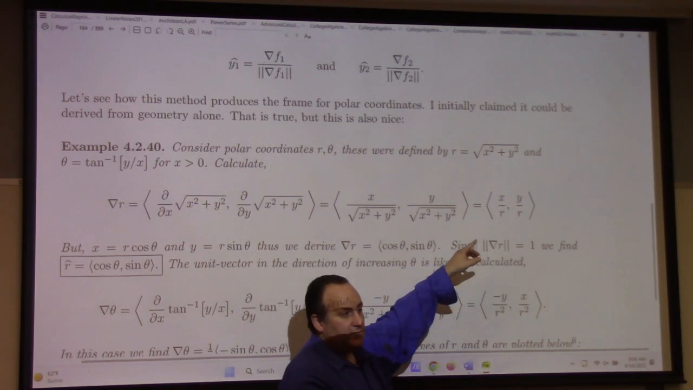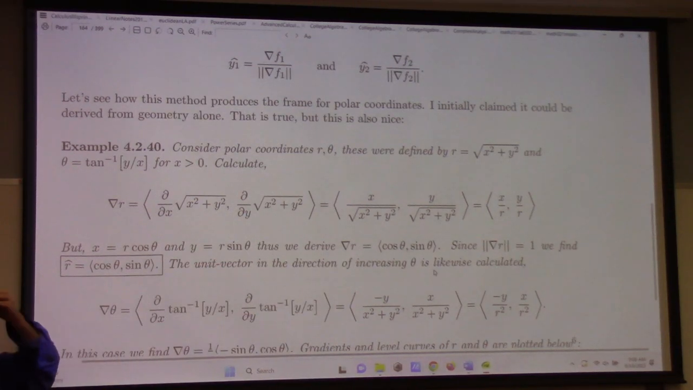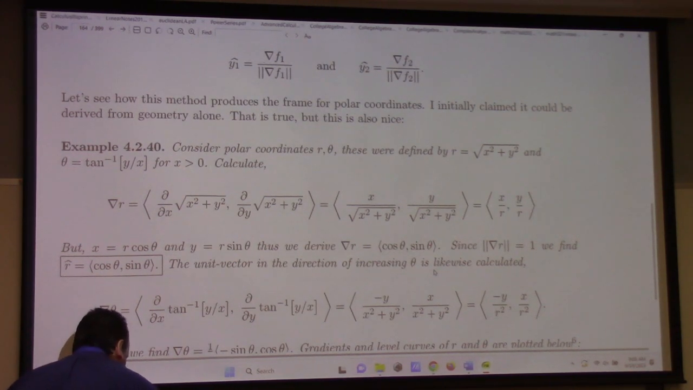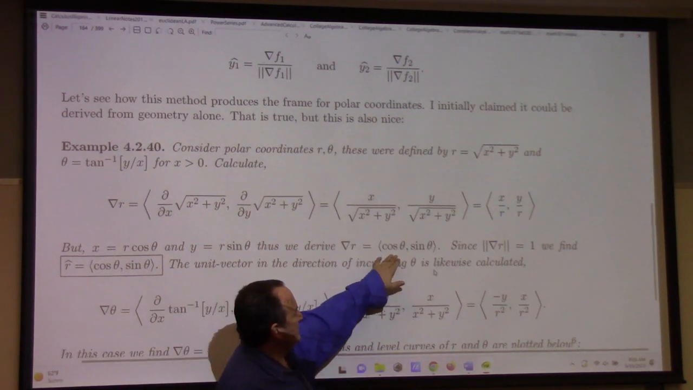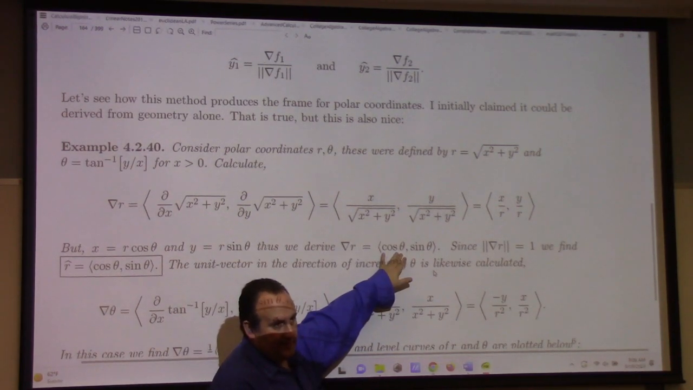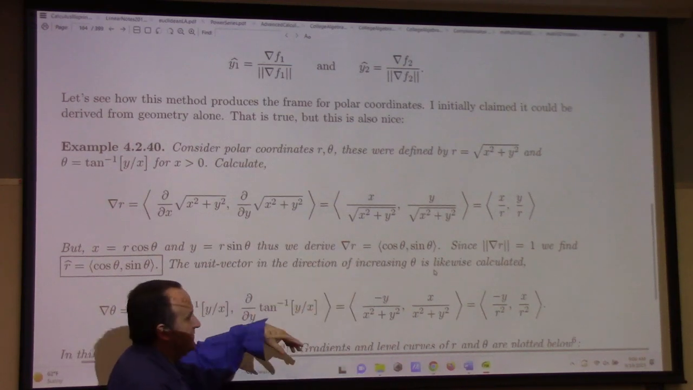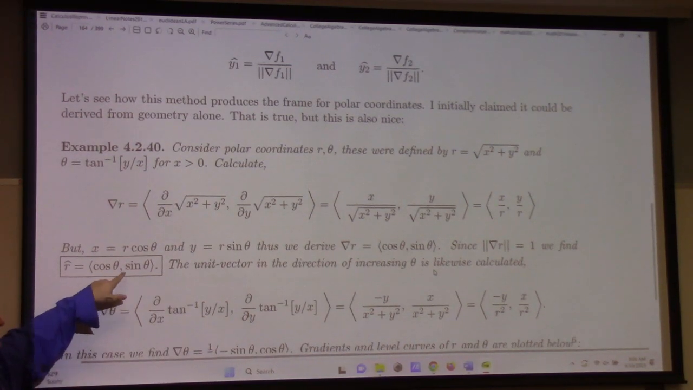That's y over r. Do you guys remember polar coordinates? What is x over r and y over r in polar coordinates? Right. Remember, it's x equals r cosine theta, y equals r sine theta. So x over r is literally cosine theta, y over r is literally sine theta, and is this a unit vector? It is, right? Cosine comma sine is a unit vector, so it's already normalized, and that shows you that r hat is exactly cosine sine.